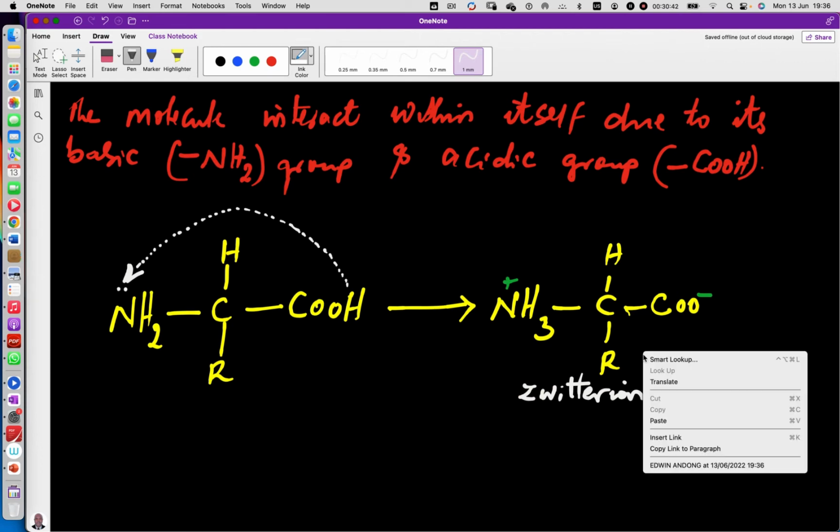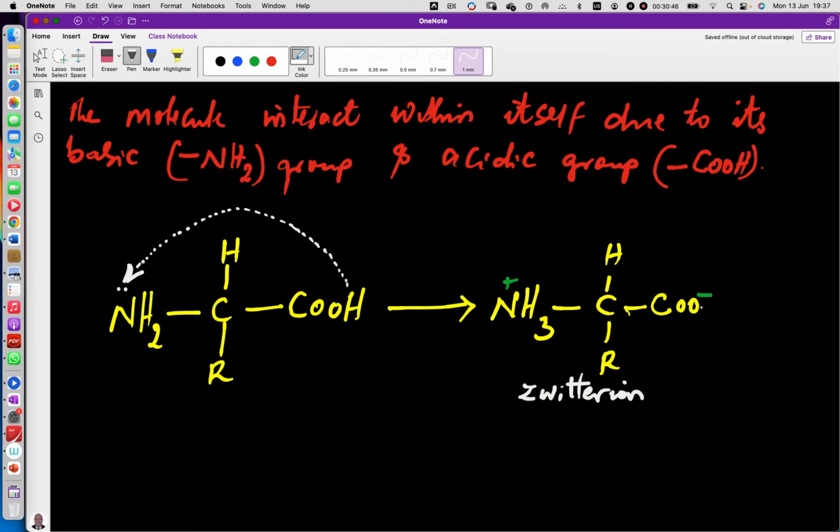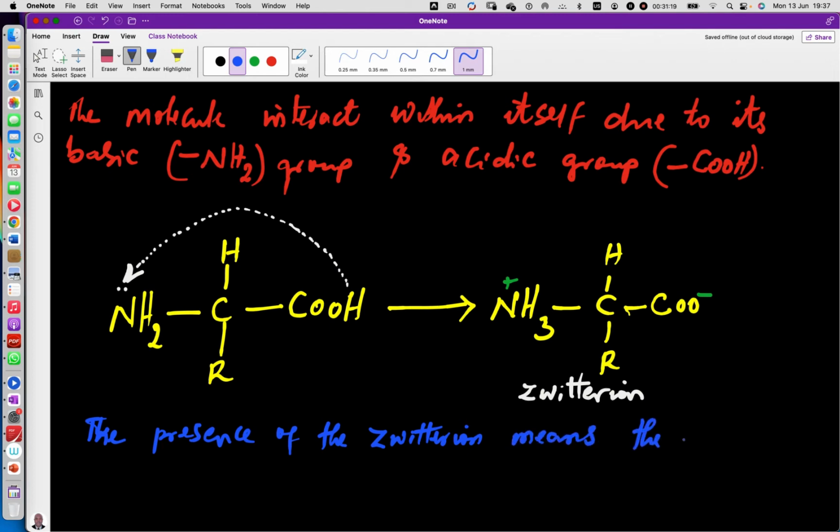So I can just include it here. Let me just put it here that the presence of the zwitter ion means the amino acid is soluble in water.